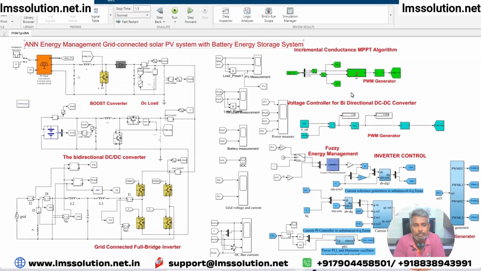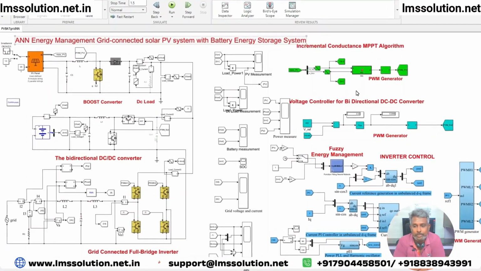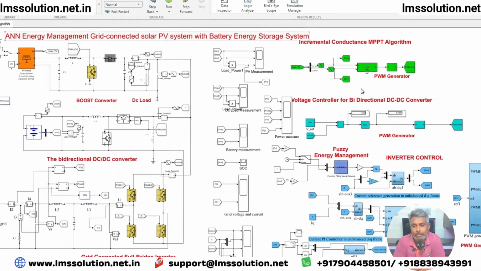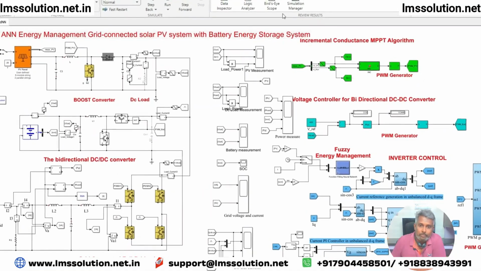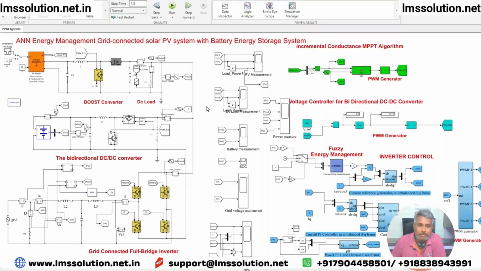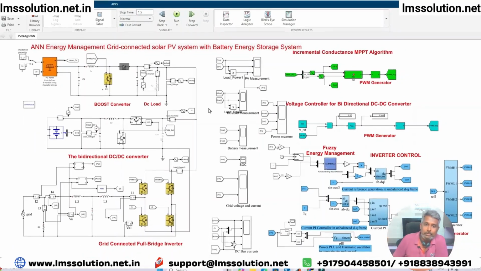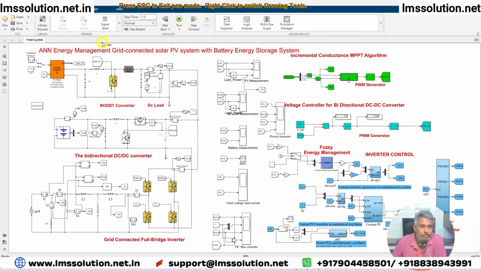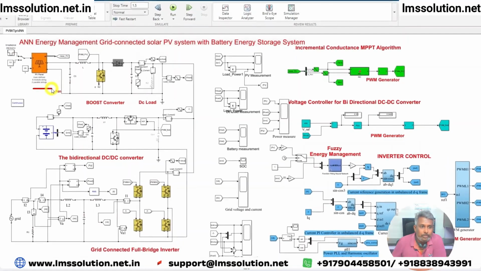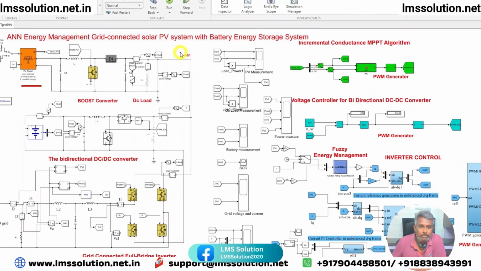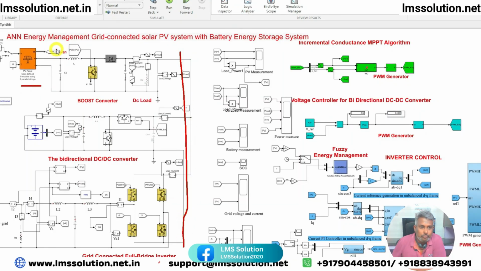Today we are going to see ANN based energy management in the grid connected PV battery system. This is a Simulink model of that ANN based energy management system in the grid connected PV battery energy storage system. This model has a PV array, which is connected to the DC bus via this boost converter.